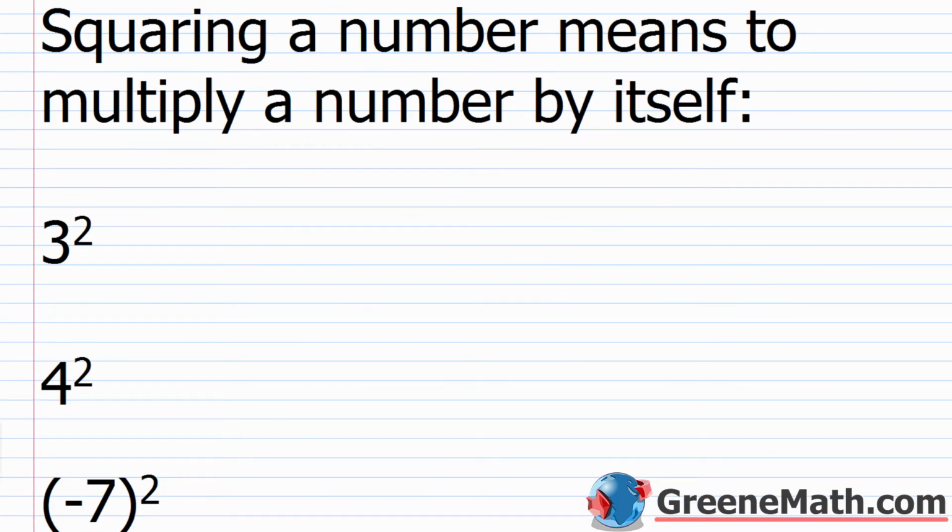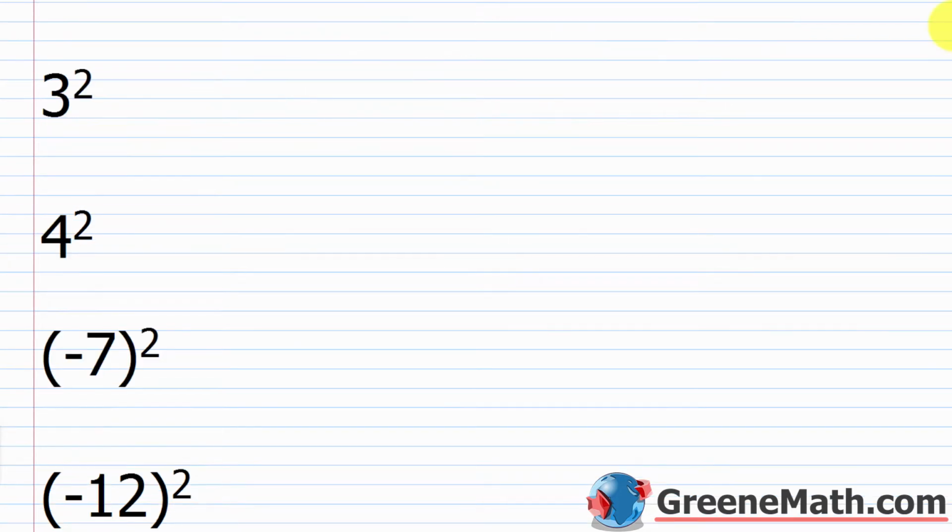All right, so I want you to think back to when we first started talking about exponents, and we learned what it meant to square a number. Squaring a number means to multiply a number by itself. Basically, it's when you have an exponent of 2. So for these 4 examples here, we have 3 squared. We know at this point that this is what? It's 3 times 3, or 9.